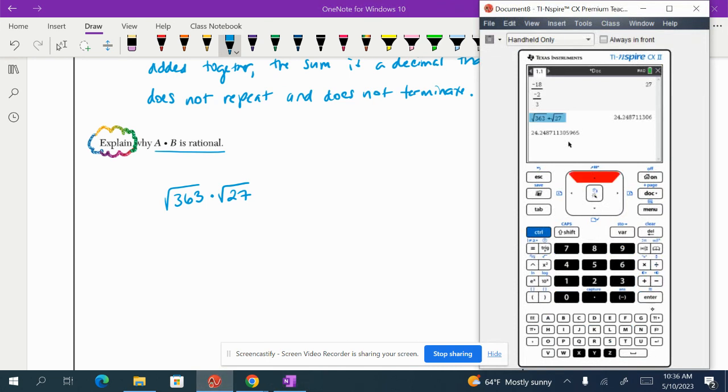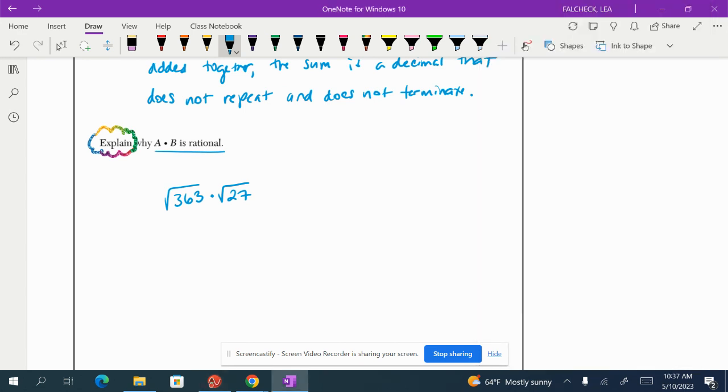So I'm going to go back up and highlight this, right? Work smart, not hard. Oh, yuck. I'm not working smart. Delete that. And I'm going to change the operation in between the two from addition to multiplication. What does this look like? The answer is 99. So the square root of 363 times the square root of 27 is equal to 99.